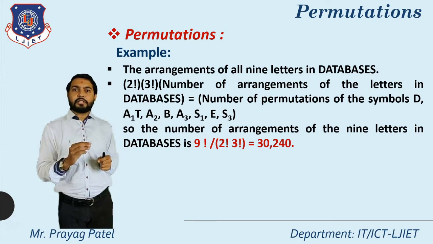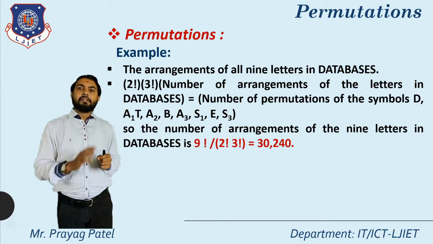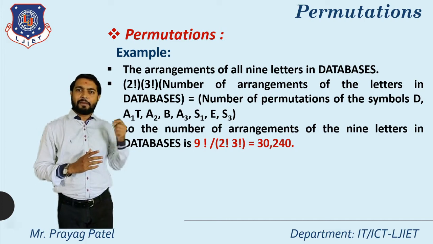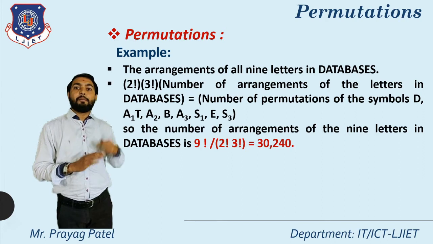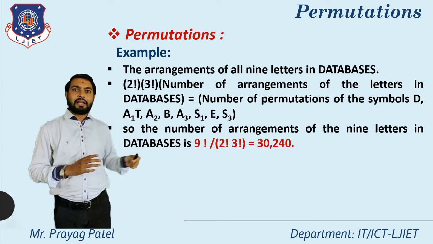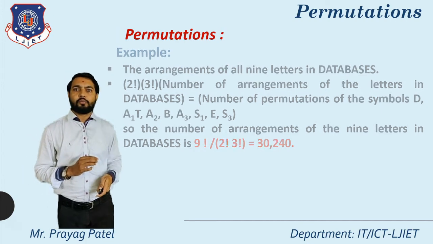Here 9 factorial means 9 different characters are available. That means with repetition you use n factorial, here 9 factorial, divided by the factorials of the repeated elements, that means 2 factorial and 3 factorial. So the final answer is 30240.